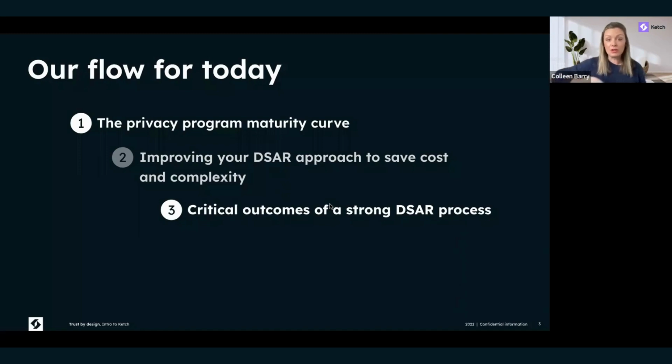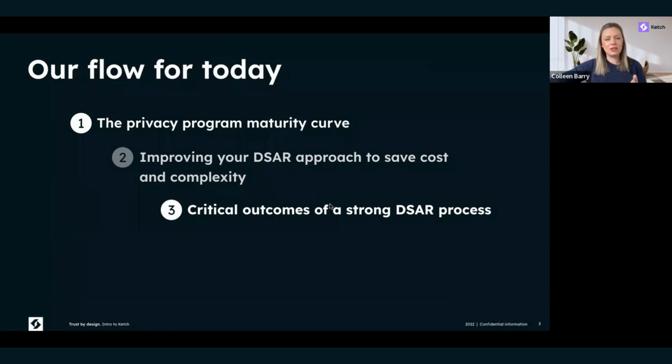Our flow for today, we're going to talk a little bit and set the stage for talking about DSARs with the privacy program maturity curve, tell you a little bit about the way we like to think about maturing your privacy program and where it's going. And then I'll turn it over to John and we'll talk about improving your DSAR approach to save costs and complexity with a view into the Ketch platform and how we actually treat DSARs, including critical outcomes of a strong process.